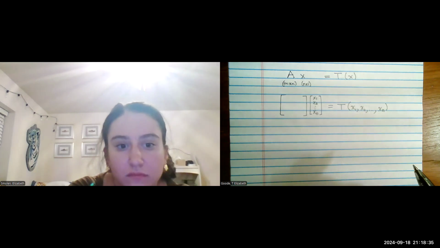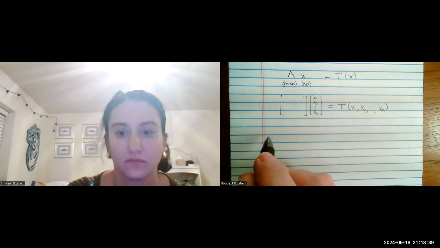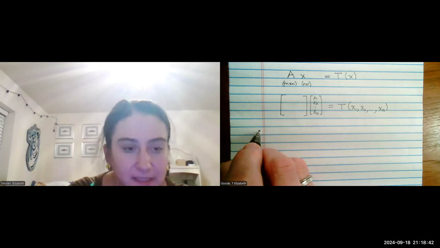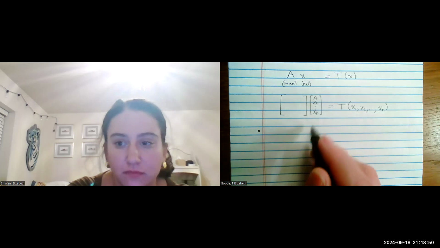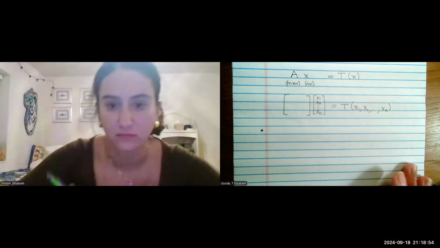So let's just talk about some of the concepts that are important to understand. Let's try to translate between this idea of matrix solution and the function T, just in this context where we're saying A times X is T of X.